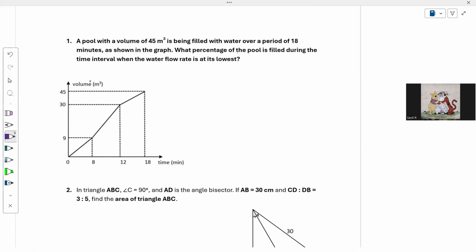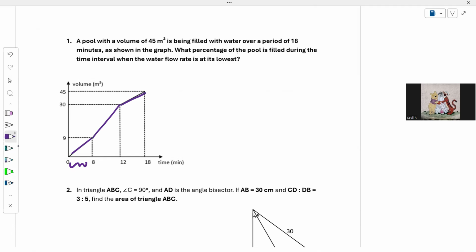A pool with a volume of 45 cubic meters is being filled with water over a period of 18 minutes, as shown in the graph. So let's analyze the graph. Here we have time and volume. This part is a linear function. It's not the same rate as this part and this part. They have different rates, obviously, so we have to analyze the rates.